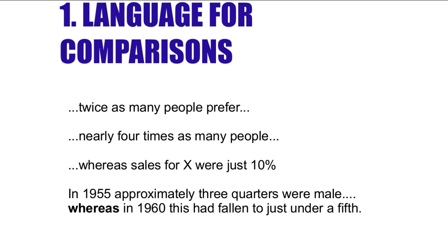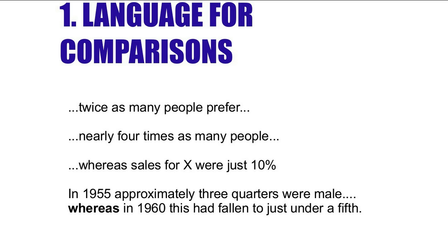Now, we're also going to need the language for comparisons. So if we're making comparisons, here are some set phrases. We can say twice as many people prefer Kellogg's over, I don't know, supermarket Y own brand or whatever. Yep. Nearly 4 times as many people listen to IELTS podcast than IELTS whatever. Okay. Next one. Whereas sales for X were just 10%.